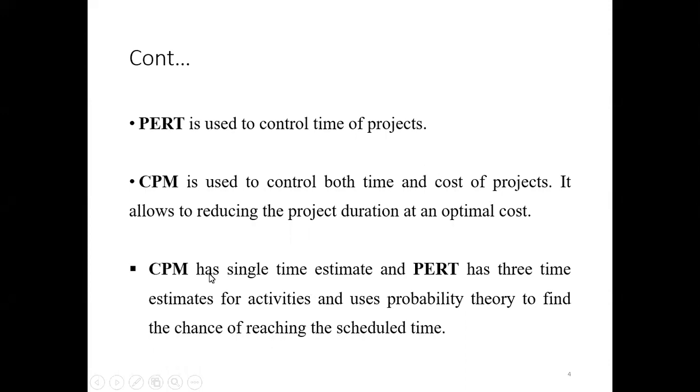CPM has a single time estimate, and PERT has 3 time estimates for activities related to the project, and uses probability theory to find the chance of reaching the scheduled time. So what we can suggest here is that CPM has only a single time, that means an estimated time. But under PERT, there are 3 time estimates for each and every activity in relation to the project, and it uses probability theory to find the exact time.